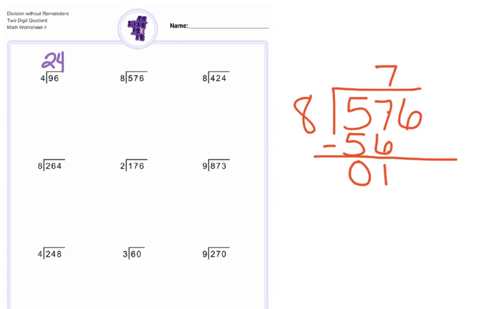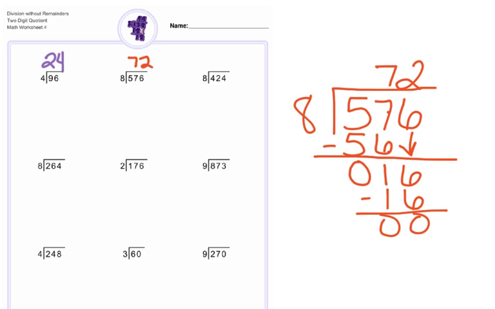You can do your check. Yes, 1 is less than 8. Bring down your 6. And 8 can go into 16, we know, 2 times, because 8 times 2 is equal to 16. And 16 minus 16 is 0. So your answer is 72, and there's no remainder.